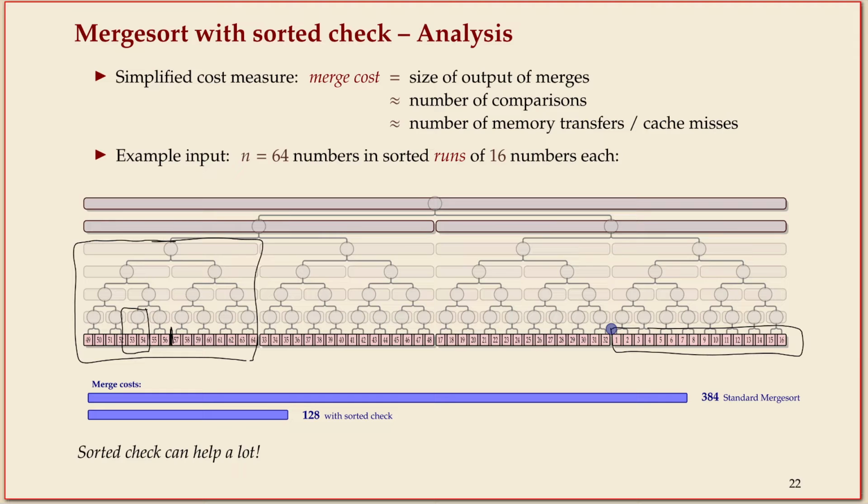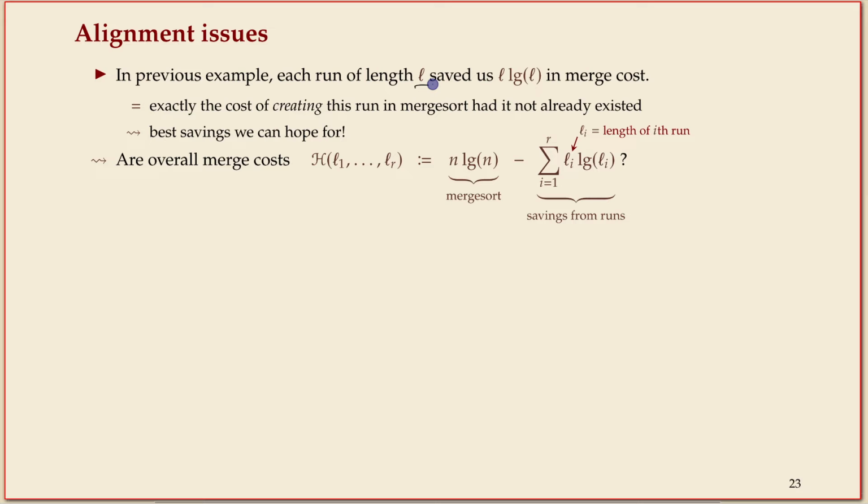And basically what we saved is sorting that thing. So if we sort something of length L with merge sort, that costs us L times log L merge cost and comparisons. So that would be exactly the cost of creating this with merge sort if we had to sort it. In a sense, that's the perfect phase. We saved exactly what we would have had to spend to sort that part if we called merge sort just on that subsegment. And so we could take the overall cost of standard merge sort, ignoring the sortedness, and subtract the best possible thing we could save.